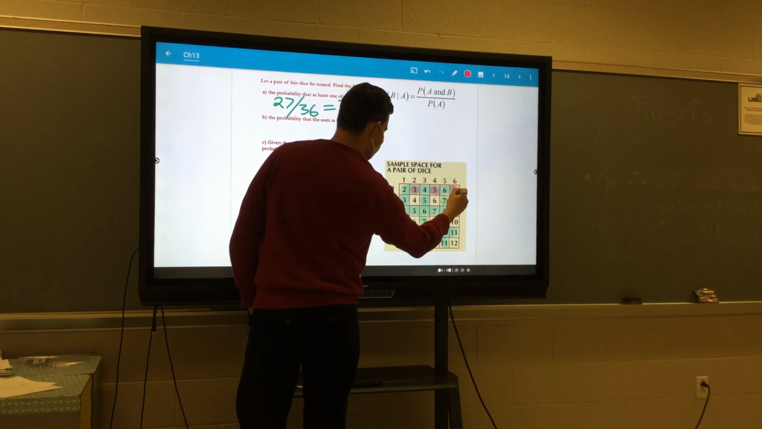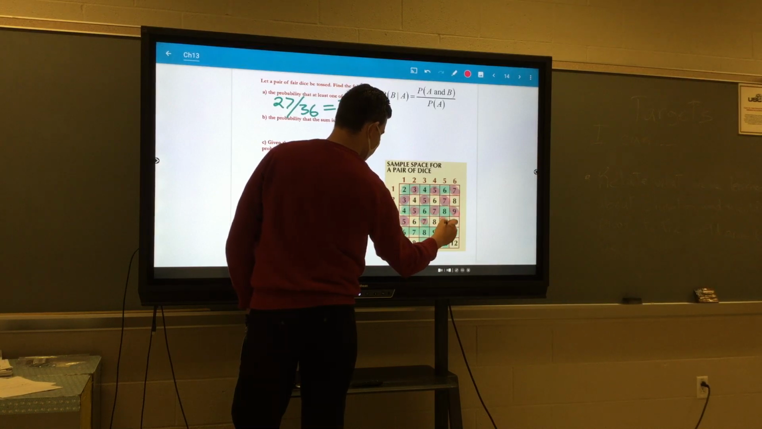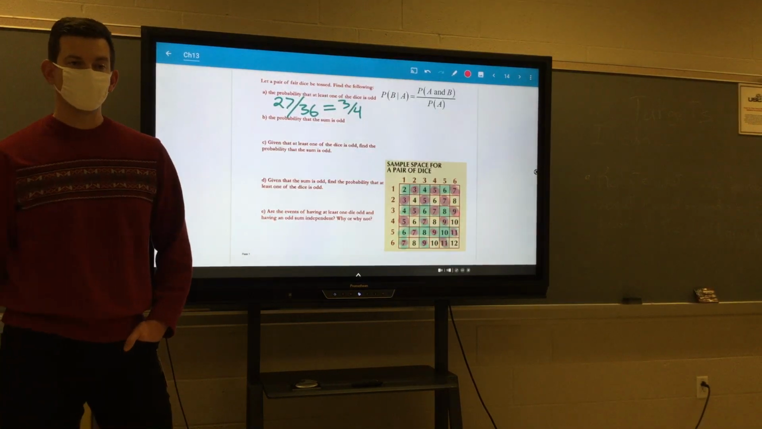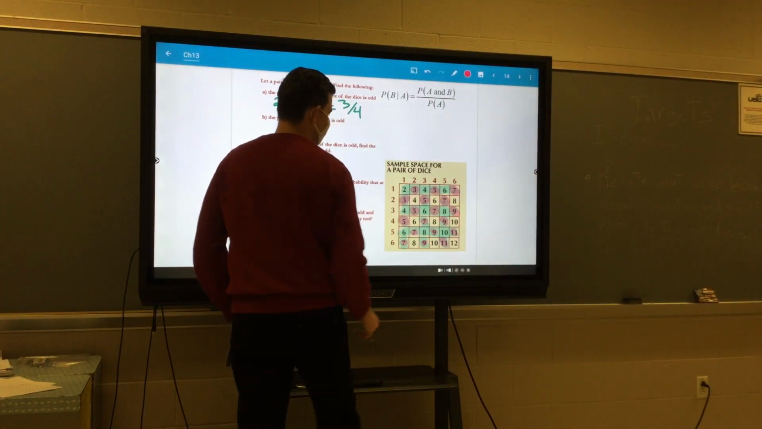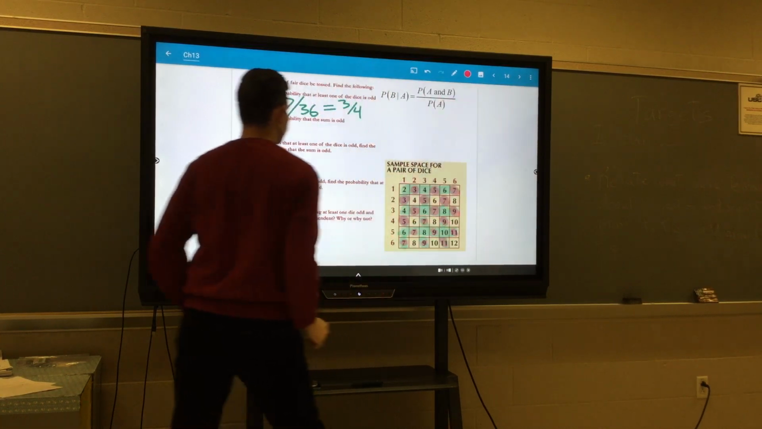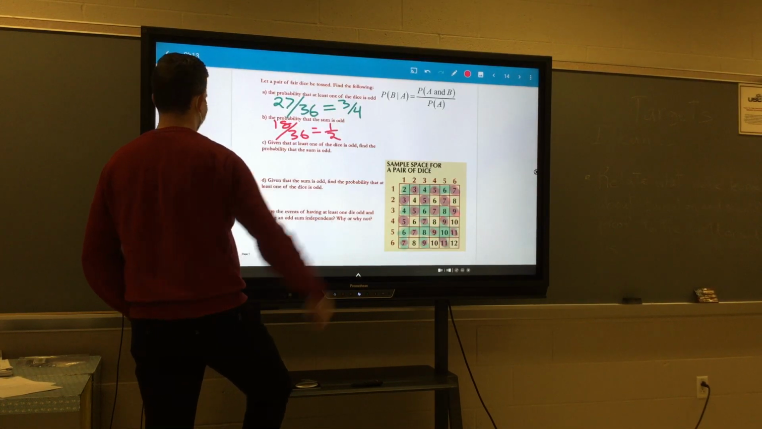3, 5, 7, 3, 5, 7, 5, 7, 9, 5, 7, 9, 7, 9, 11, 7, 9, 11. We get this checkerboard pattern here. Every other number, half of that chart is highlighted pink. So that means half of the chart, 18 out of 36, or 1/2.